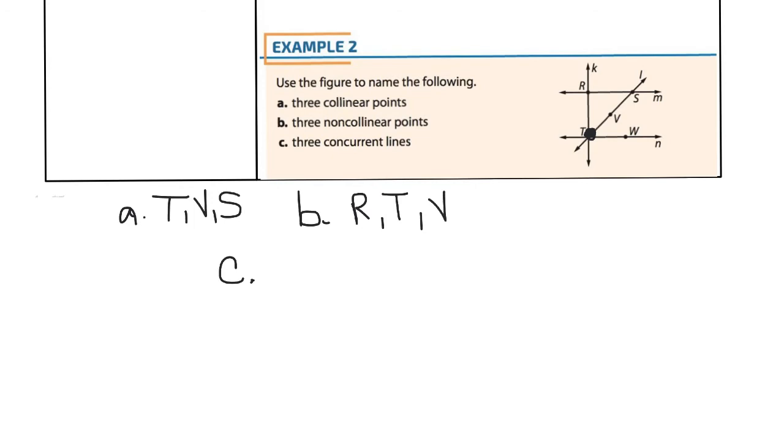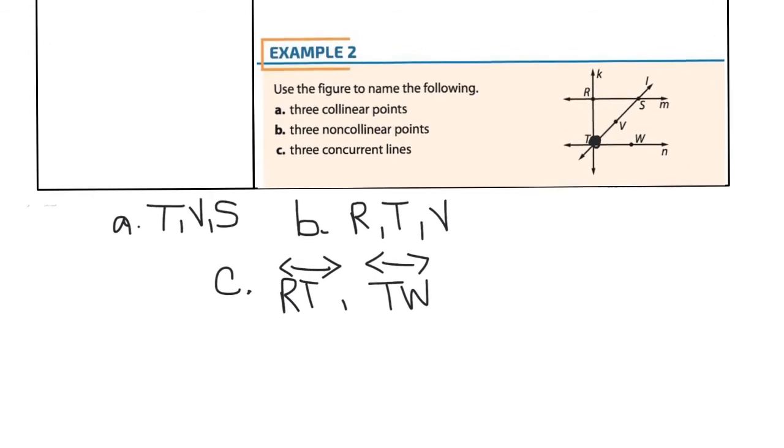So the 3 lines that intersect at point T are line RT, line TW, and line TS. Now understand, I could have named these differently. I could have said line TR, line WT, line ST, or line VT. But there are multiple ways to designate that.